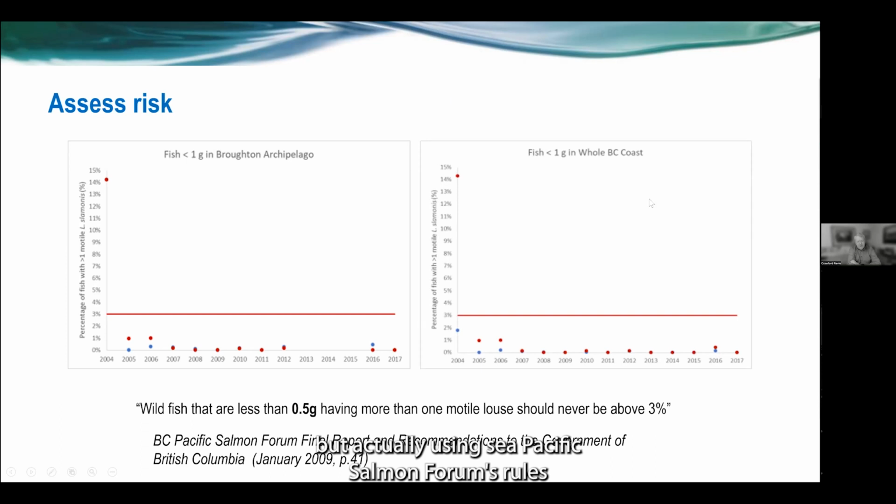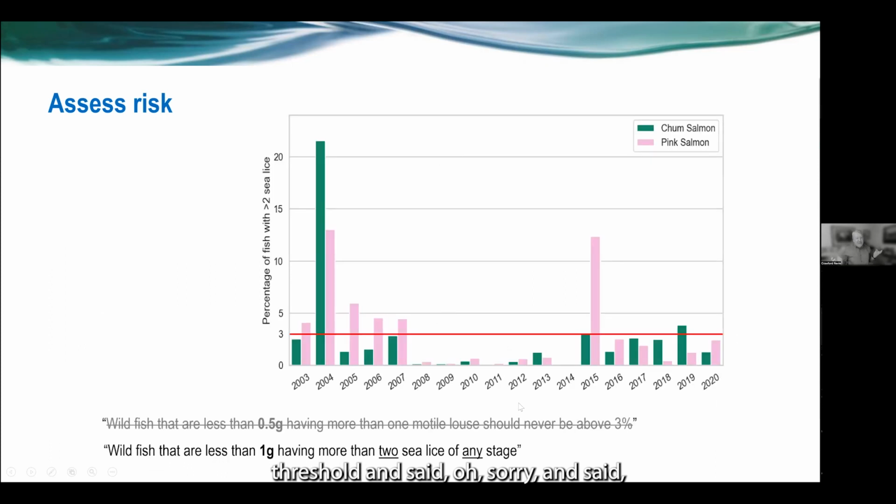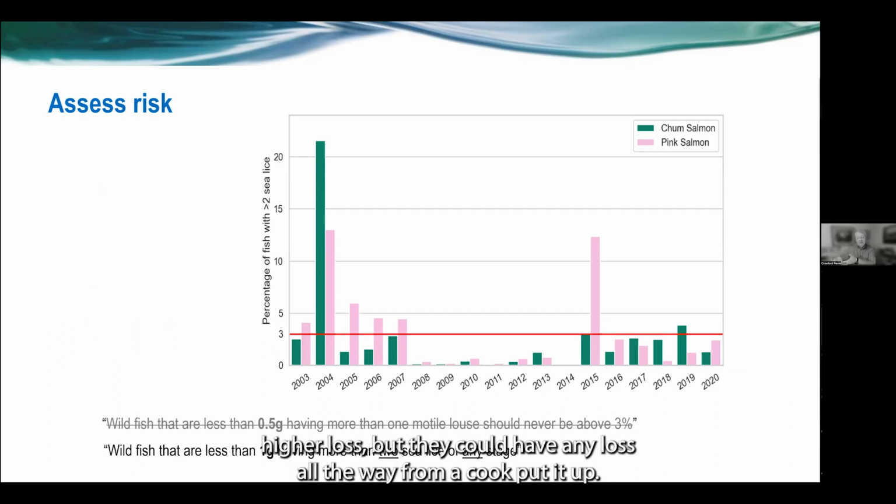But using the Pacific Salmon Forum's rules, we ended up with hardly any fish, because the number of fish that have more than one motile louse and are less than half a gram is quite small. So we slightly modified this threshold and said, what if we look at fish up to and including 1 gram, so slightly larger fish, which should be more resilient, but let's just be conservative. And let's say that they don't just have to have a motile louse, but any louse all the way from a copepodid up. As long as they've got 2 or more of those, we'll say that's at risk. And we did a similar kind of assessment at the 3% line.